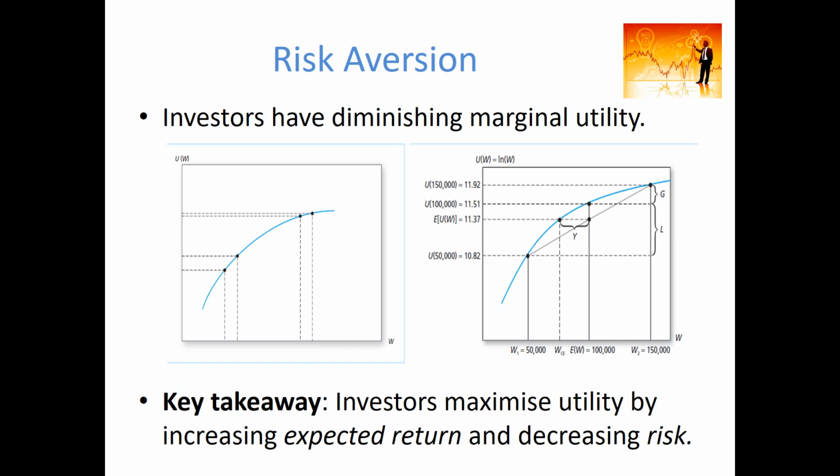So what's the key takeaway from this discussion? The key takeaway is the wealthier the investor becomes, the more risk averse they become. So they will want more return as compensation for every additional unit of risk.